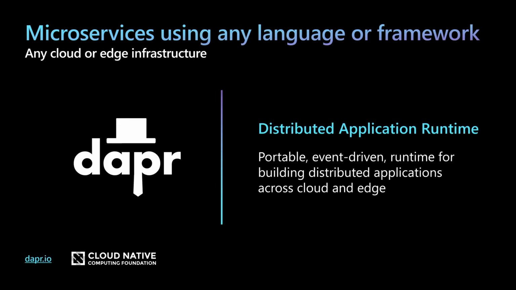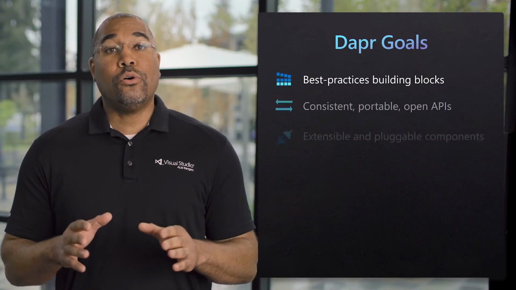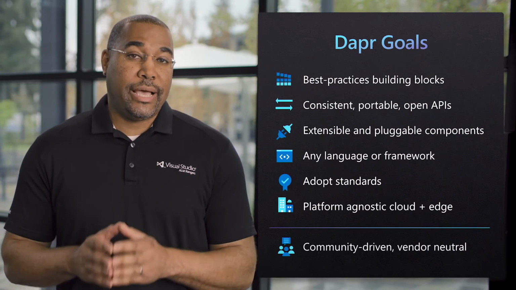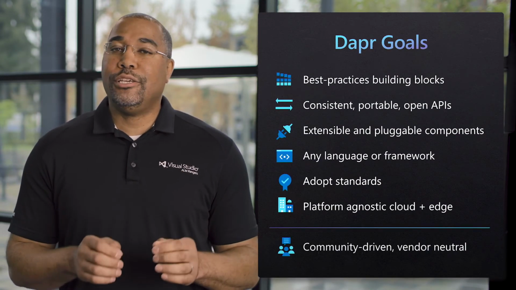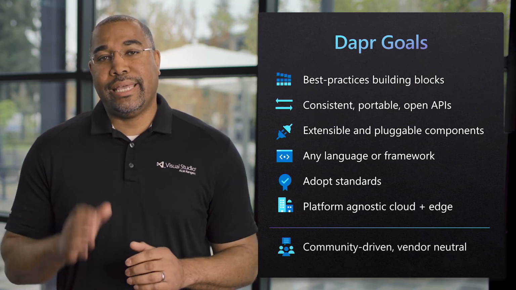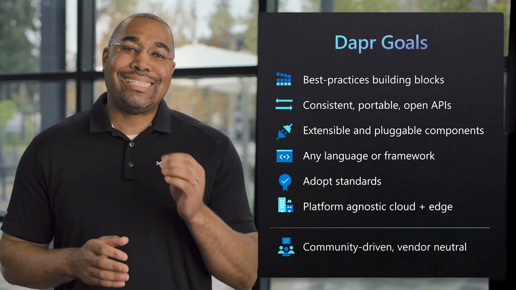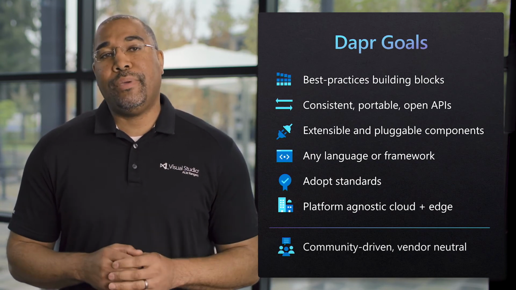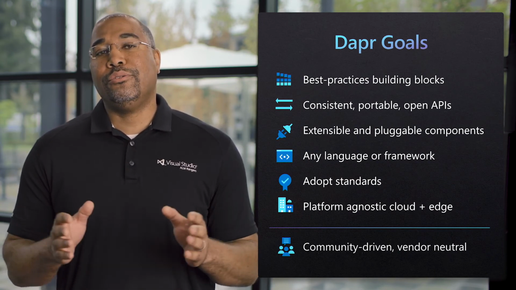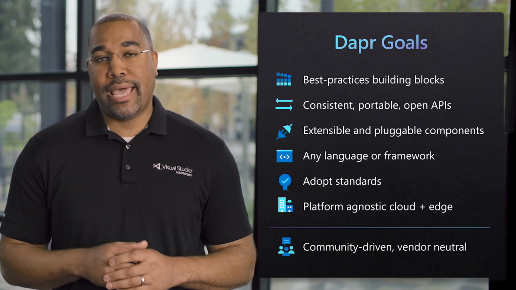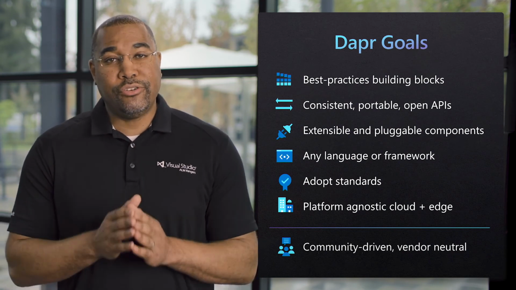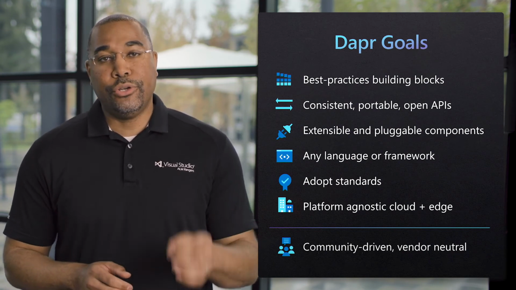To address these challenges, the cloud-native community has developed Dapr, which is a set of building blocks to ease distributed application development. The goals are to take years of experience and best practices and make them easy to use from any language and on any stack. It is driven by standards and provides a consistent, portable, and open API that can be extended and used in any cloud and on the edge. Dapr is community-driven and completely vendor-neutral.